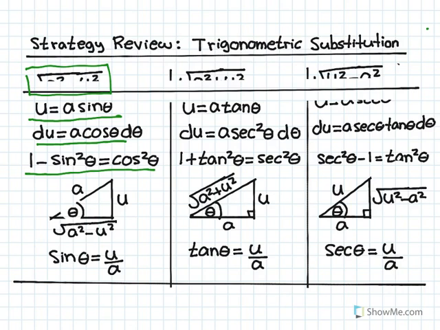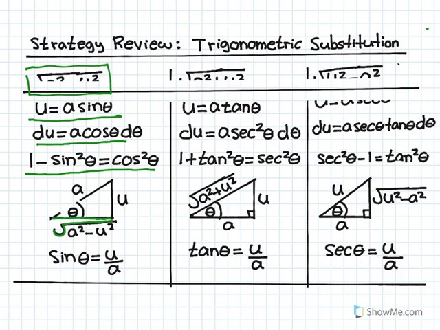Now, from the transformation u equals a sine theta, we create a right angle triangle, a reference triangle. So sine theta will be u over a, and you would solve for the missing side by applying Pythagoras. In this case, the missing side would be the root of a squared minus u squared. And you can also get all the other trig ratios from this. For example, cosine theta is the root of a squared minus u squared over a, and tan theta is opposite over adjacent, so u over the root of a squared minus u squared.